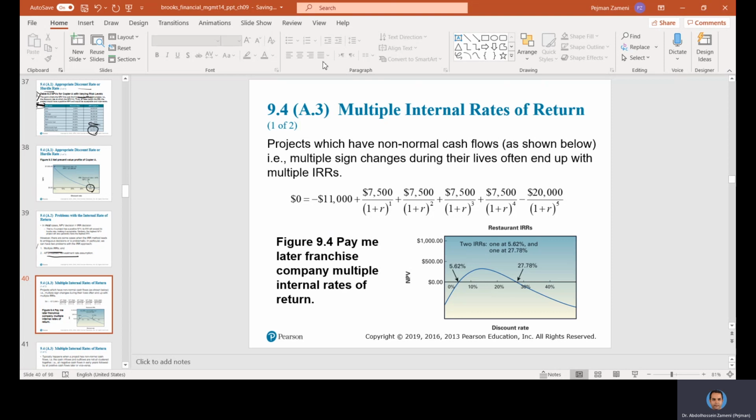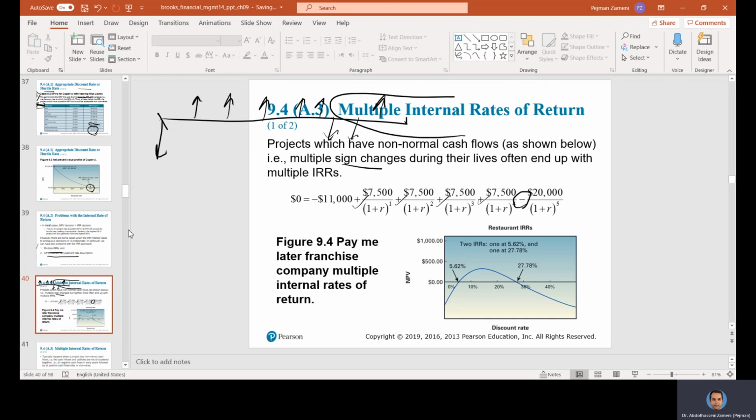See, in general, we assume that there is an initial outlay, and the rest are all cash inflows. Positive, positive, positive. But what if somewhere in between we have some cash outflows? Here it is positive, positive, cash inflow, and suddenly a cash outflow. Then, due to the sign changes, we're going to have what is known as multiple IRRs.